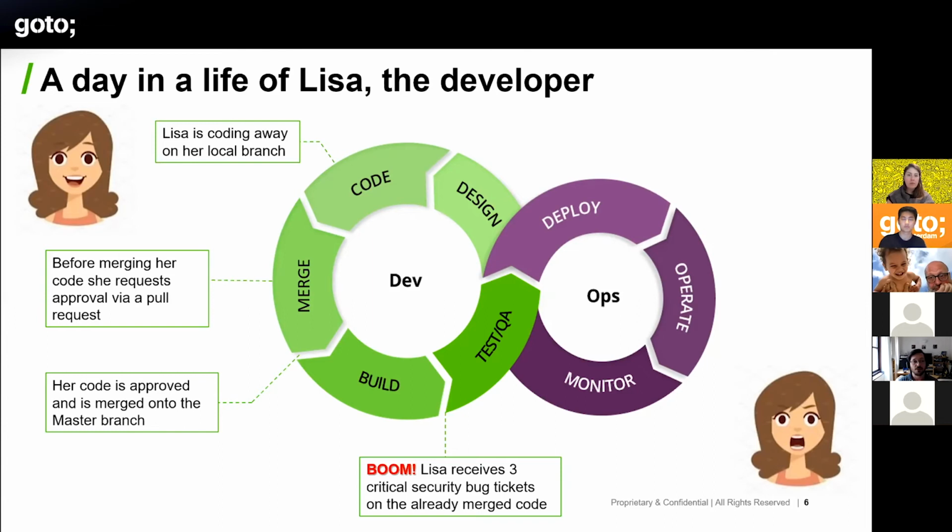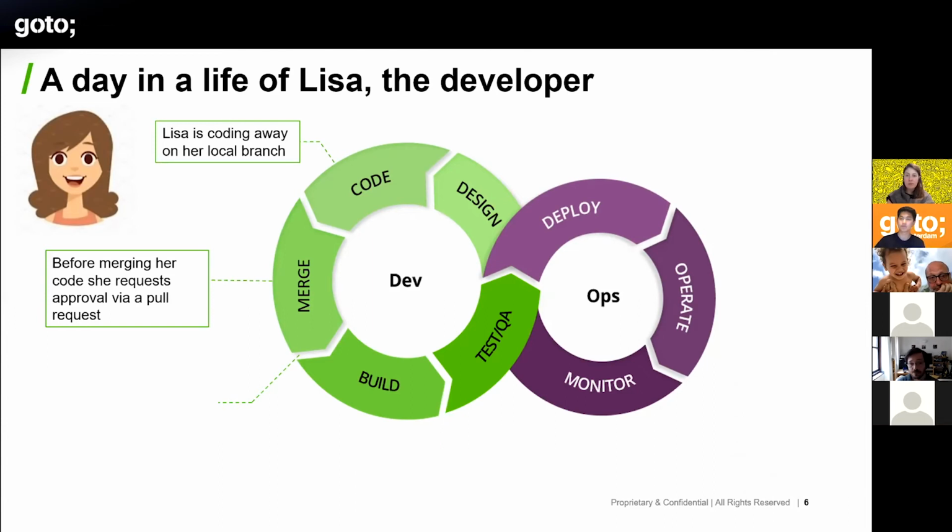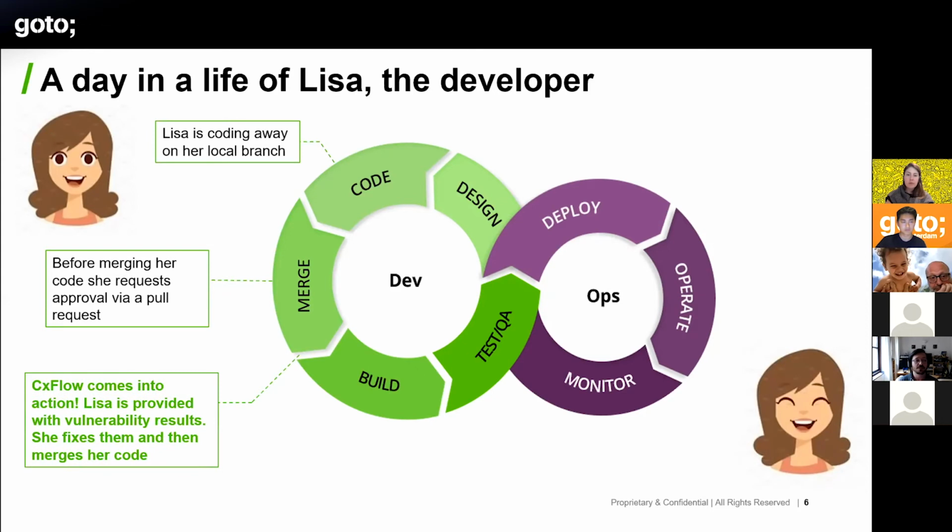And this is exactly the idea behind SigFlow and leveraging the webhooks. So now with SigFlow, it's the same workflow. She starts coding in a local branch, she pushes it, then she requests a merge to the master, but then SigFlow comes into action, and Lisa is provided directly with the security vulnerabilities, and then she can fix them and resubmit another pull request to ensure that she merges into the master without any security vulnerabilities.